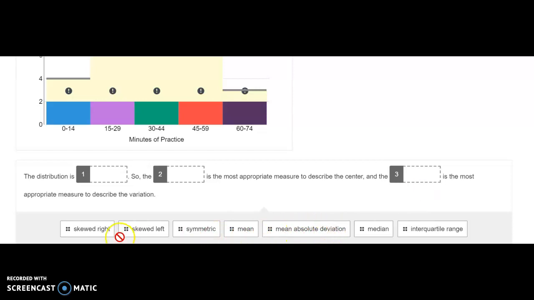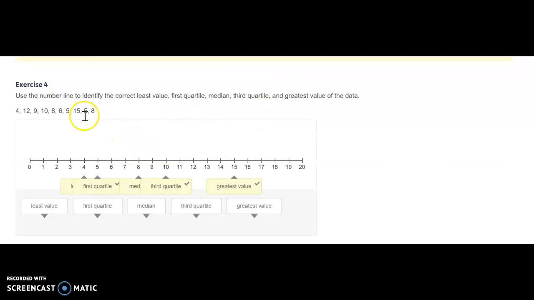So again, for number 1, we would have symmetric. This distribution is symmetric. The mean is the most appropriate, and the mean absolute deviation is the most appropriate measure to describe the variation. Okay, whenever you do something like this and you're not sure of what the answers are, always go for what you know first and then plug in the rest.